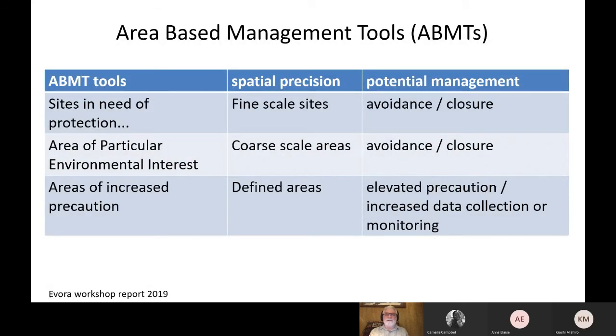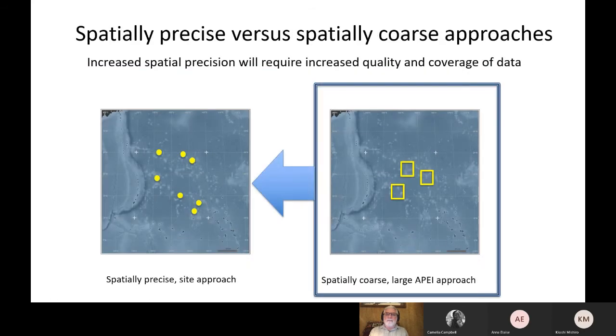And this is just a table listing these three tools: sites in need of protection, areas of particular environmental interest, and areas of increased precaution. So one thing we do need to consider is where and when and how we can apply data to this problem. And this is a topic for this planning workshop, to go from large area approaches, API approaches, to more spatially precise site level approaches. And the site level approaches are going to require very much more specific data on individual locations.